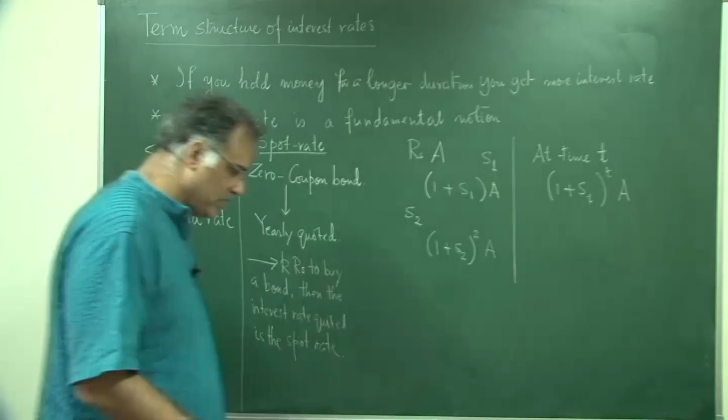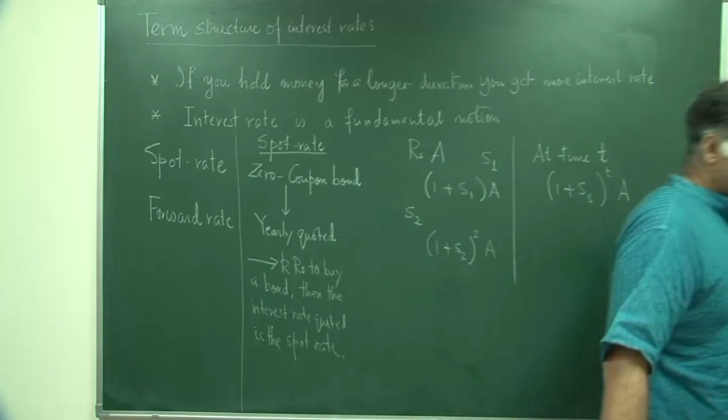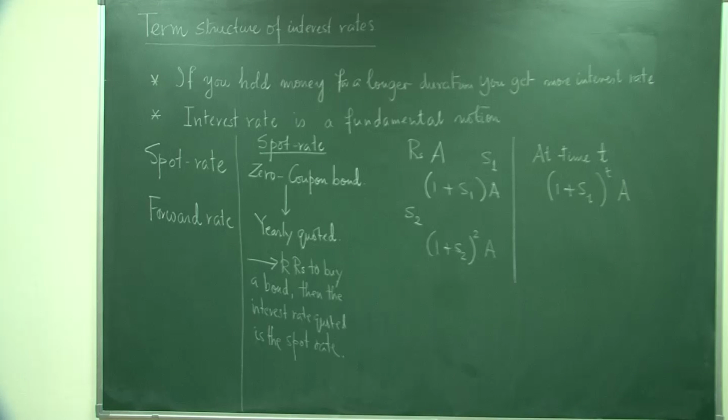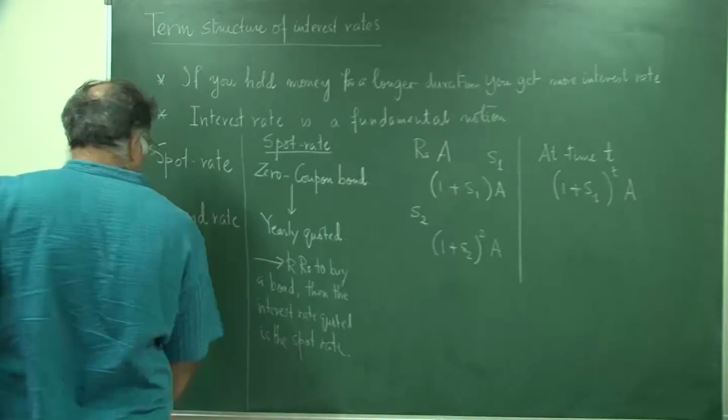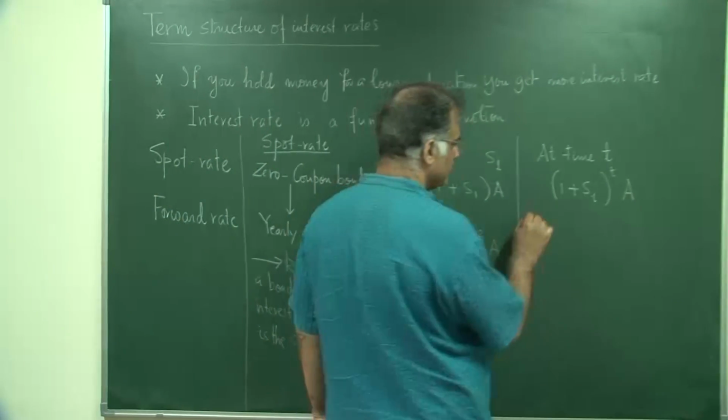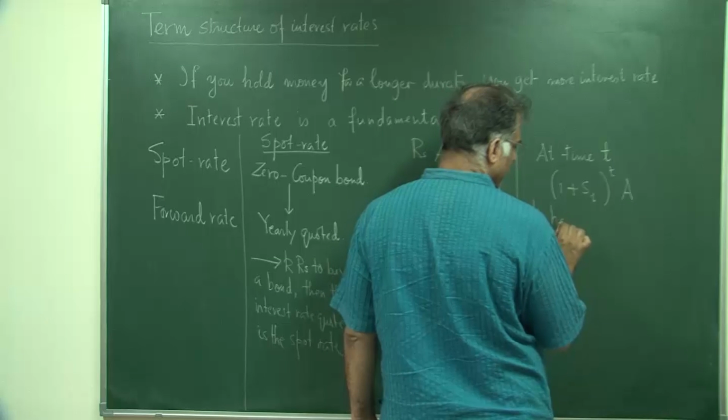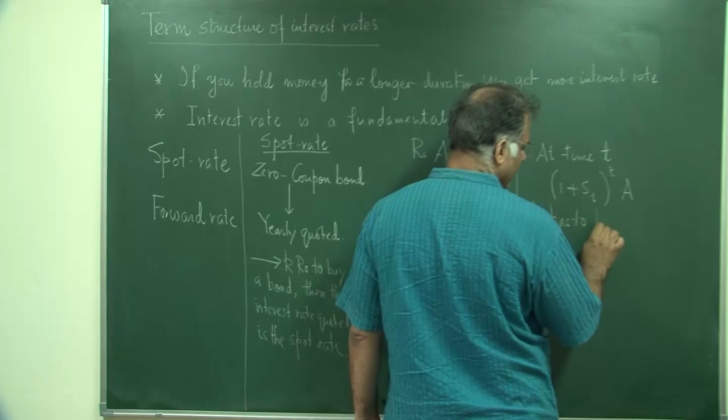If t is a fraction, then some adjustment has to be made, because that is exactly what banks would do, or anywhere you put your money they will do, because otherwise it is very difficult to make such computations. So t has to be an integer.